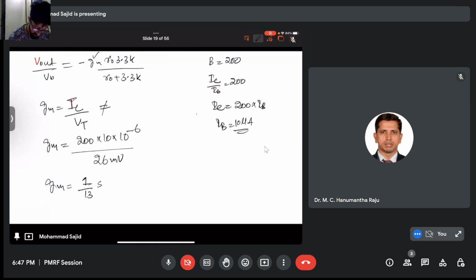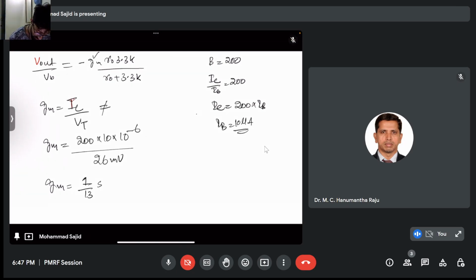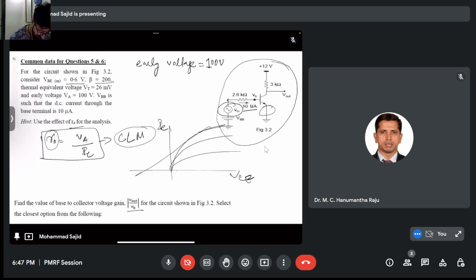Okay, so next step is calculating R0. What was the definition for R0? It is simply VA divided by IC, right? So in this question, what was the VA? VA is given to us as 100 volt.